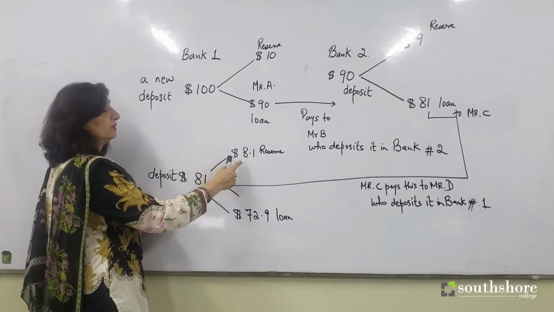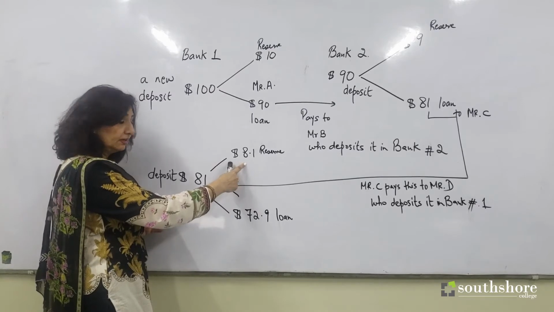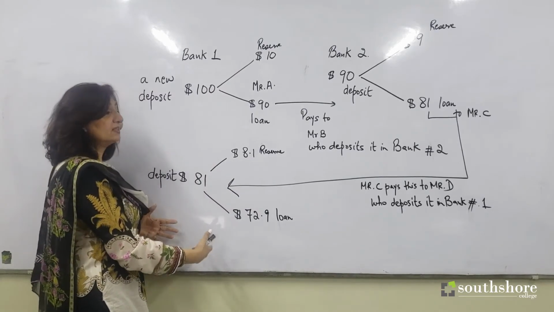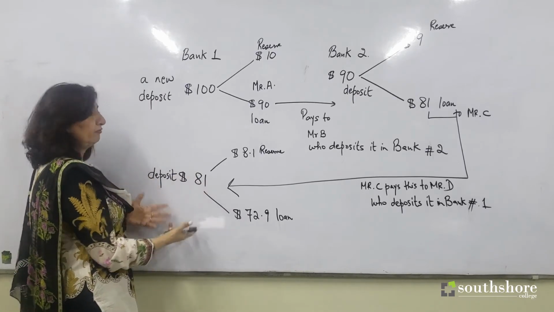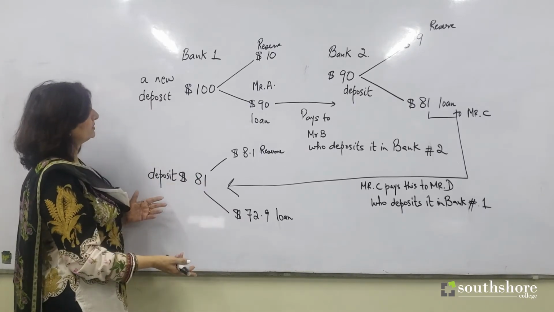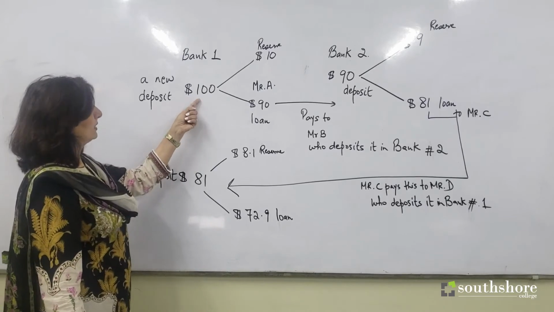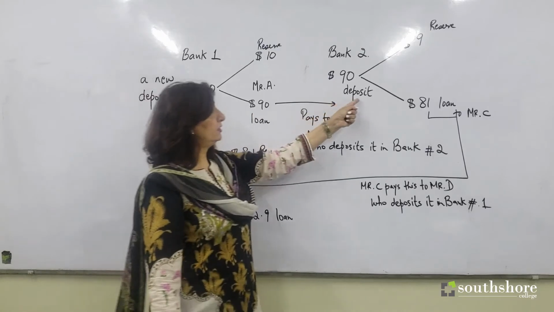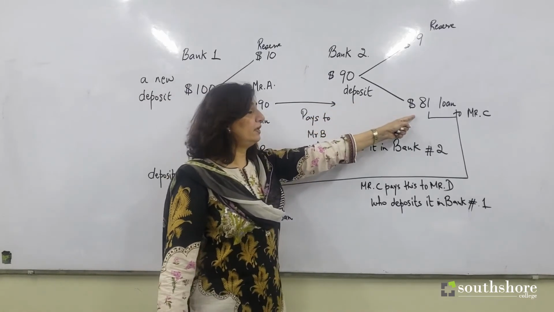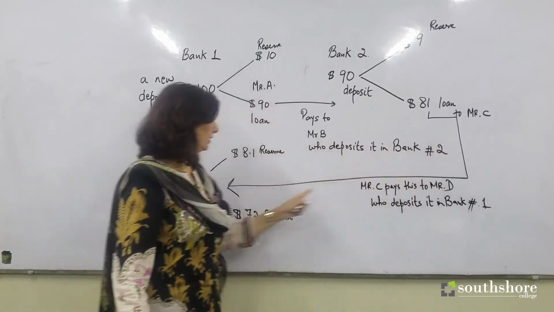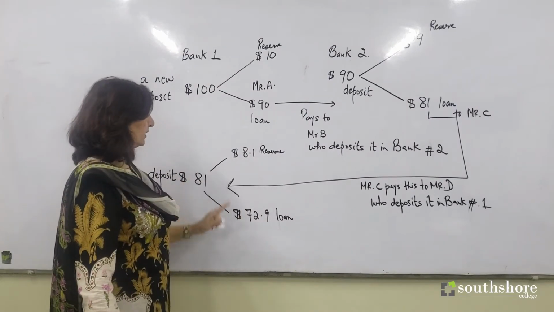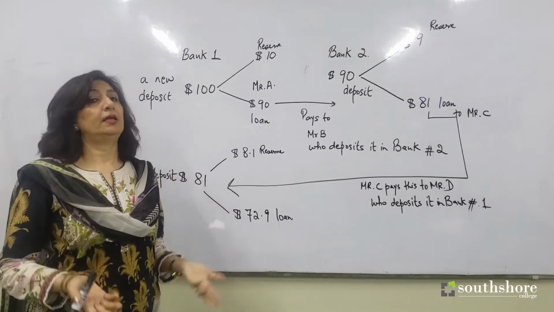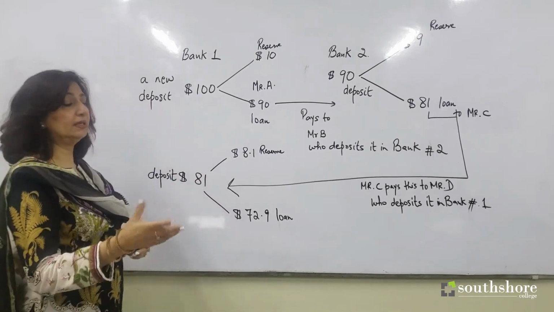On this $81, again 10% has to go to the reserve, and the remainder can again be given as a loan to somebody who comes to bank 1 for a loan. Essentially what has happened? The new deposit came in, it created one loan, this loan created a deposit. This deposit again created a loan. This loan again created a deposit, which again created a loan. So this is how money supply will expand, or increase, so to say.